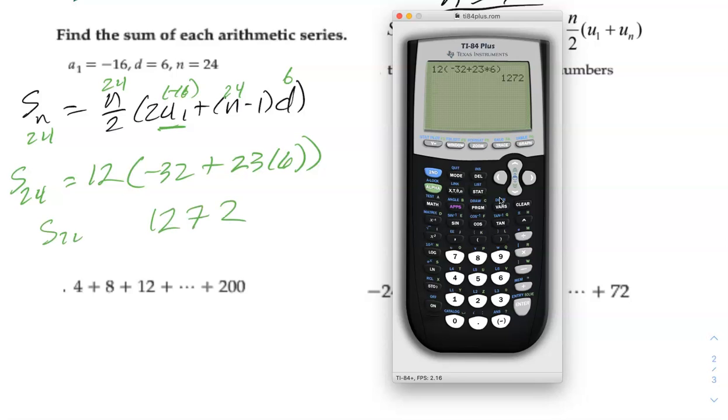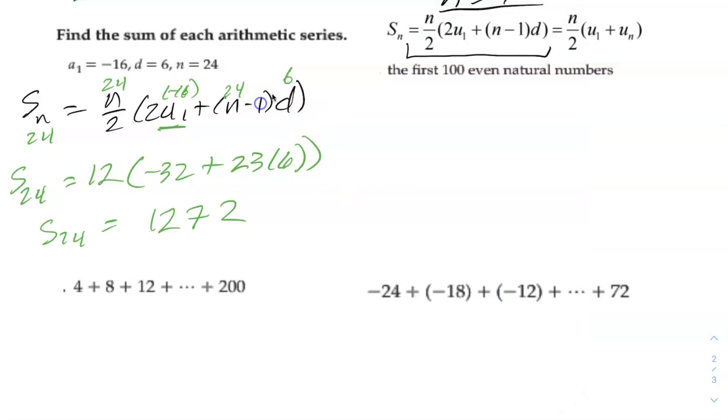So when I take the sum of the first 24 terms, remember that this means I'm adding all the terms up together. So first term plus second term plus third term, you get this, like you see right here. If you add them all up, you get something like this.